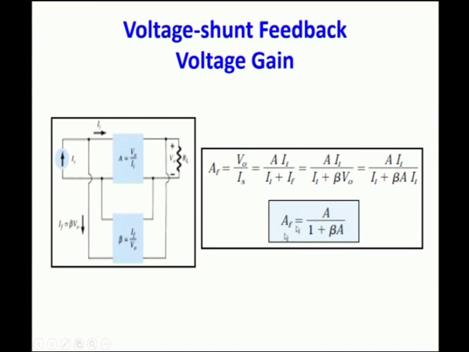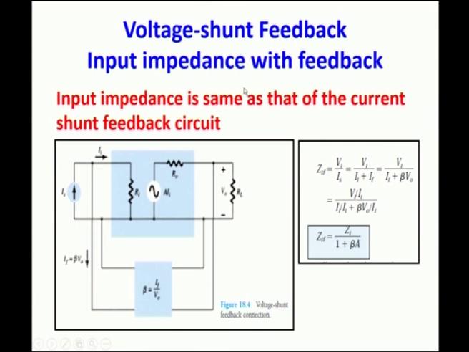When you compare the overall gain with the gain without feedback, the gain without feedback is reduced by the factor of 1 plus beta A. So, whenever you are calculating the gain of any feedback circuit, the gain will be reduced by the factor of 1 plus beta A. And the next is the input impedance with feedback for the same circuit, voltage shunt feedback.